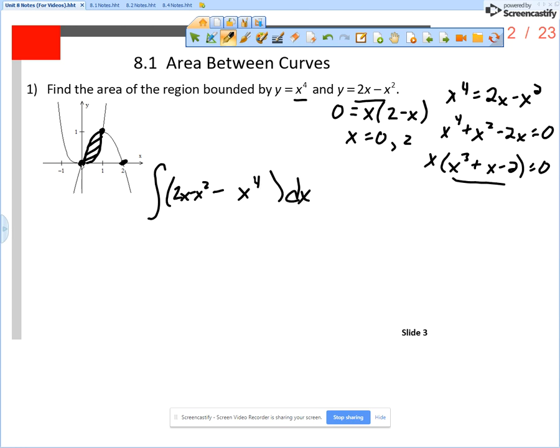Now, I'm integrating from a to b. So from left to right, that would be from 0 to 1. So that's it. Okay, that's the integral. So now it says find the area. So how do I find the area? Well, I actually have to carry out the integral.